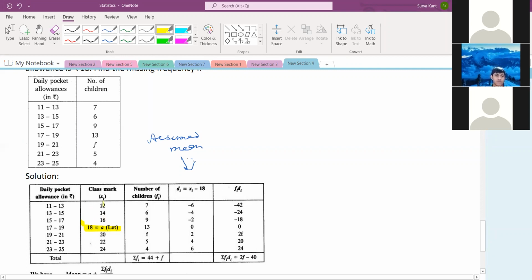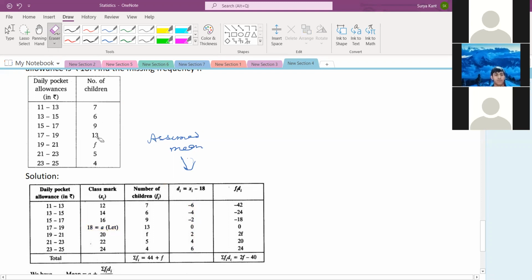Anywhere in the middle. Suppose 3 is up, 3 is down. You can take 12 also, you can take 40, any one of them. Not a problem. But the easier one will be your middle part, because here 0 will come in the middle, above will come negative and down will come positive. In that way, you should take the middle part only, that is better. Next one is number of children.